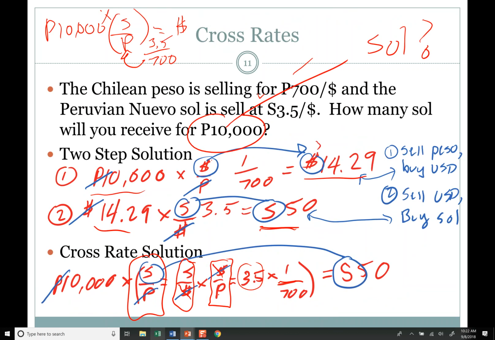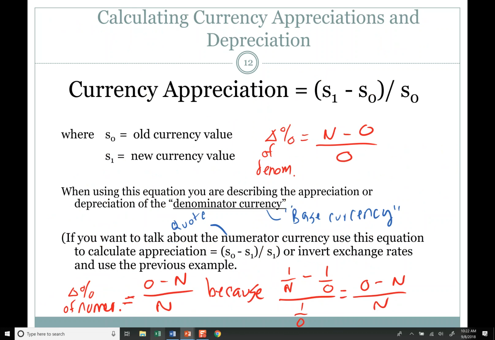Another almost trivial thing: how do you calculate the percent appreciation of a currency? Oh, that should be easy. Just take new exchange rate minus old over old exchange rate, right? The percent change formula is always new minus old over old. Yes, that is always the percent change formula. But with an exchange rate, whether you use dollar over euro or euro over dollar tells you something different.